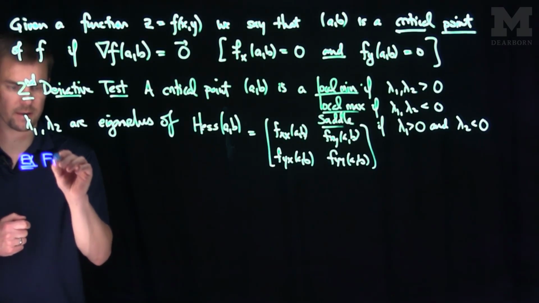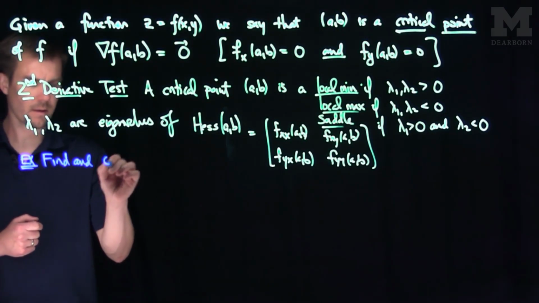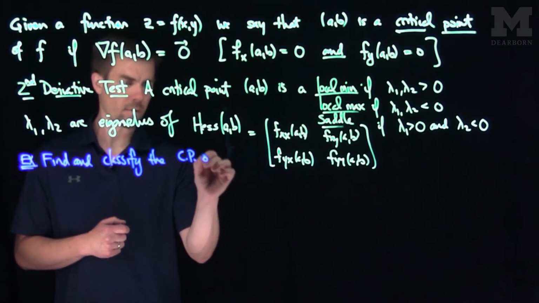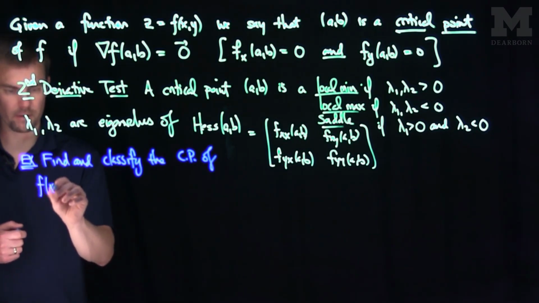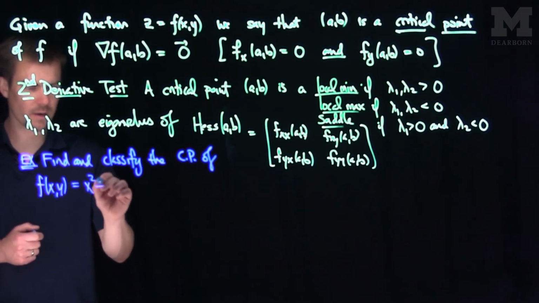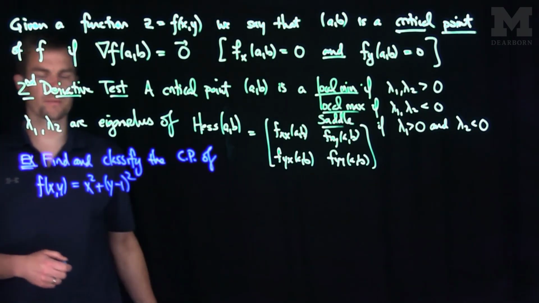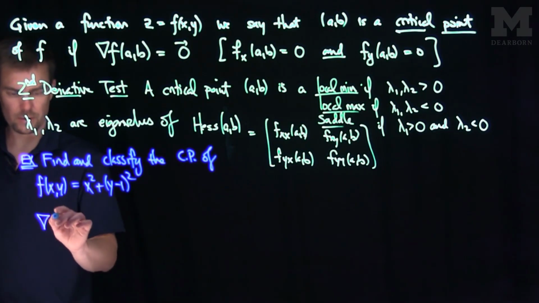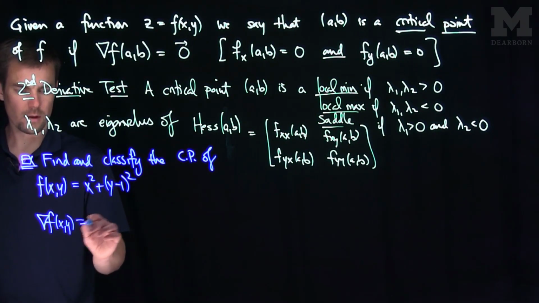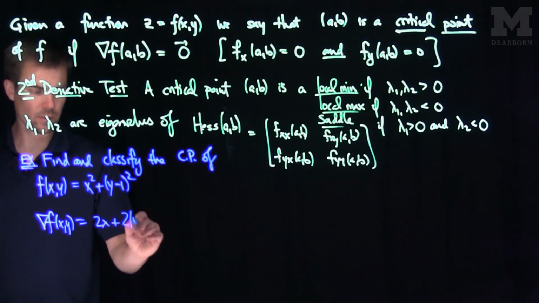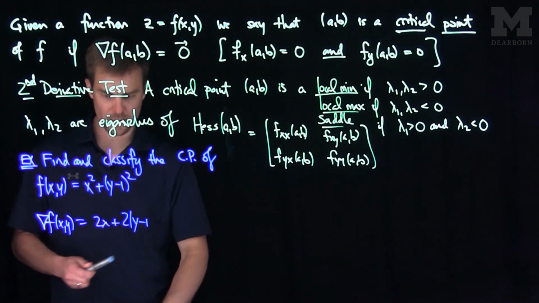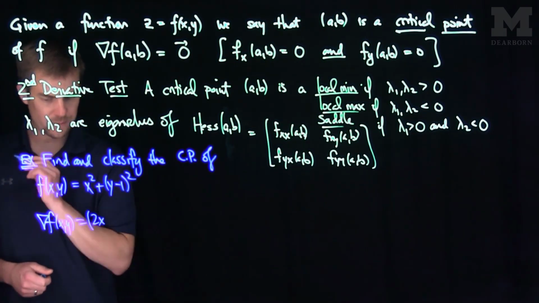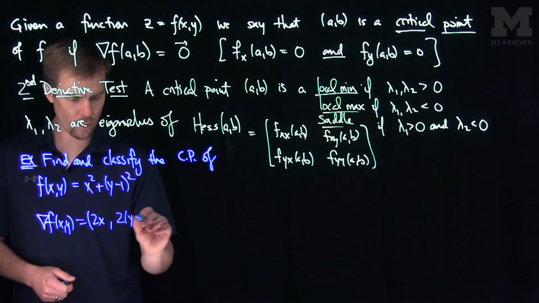Let's find and classify the critical points of the function f of x, y is x squared plus (y minus 1) squared. So there's our function. Let's compute the gradient of this function. The gradient of this function is (2x, 2(y minus 1)), so 2x for the x partial derivative, and the y partial derivative is 2y minus 2.